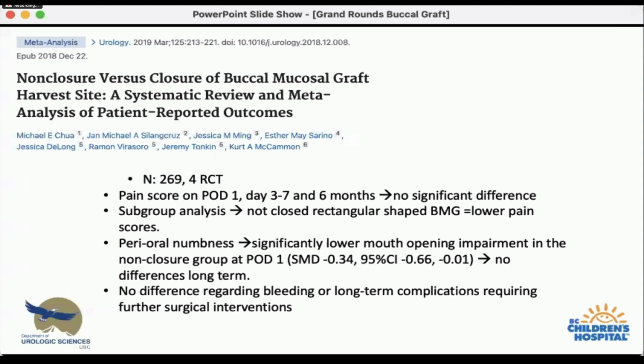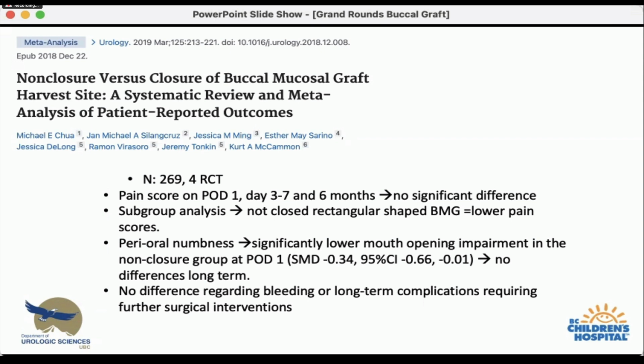This other paper, published in 2019, included 269 patients from 4 randomized controlled trials. So the overall pooled effect estimates on pain score assessed on postoperative day 1, day 3 and 7, and 6 months had no significant difference between the closure and the non-closure treatment groups.